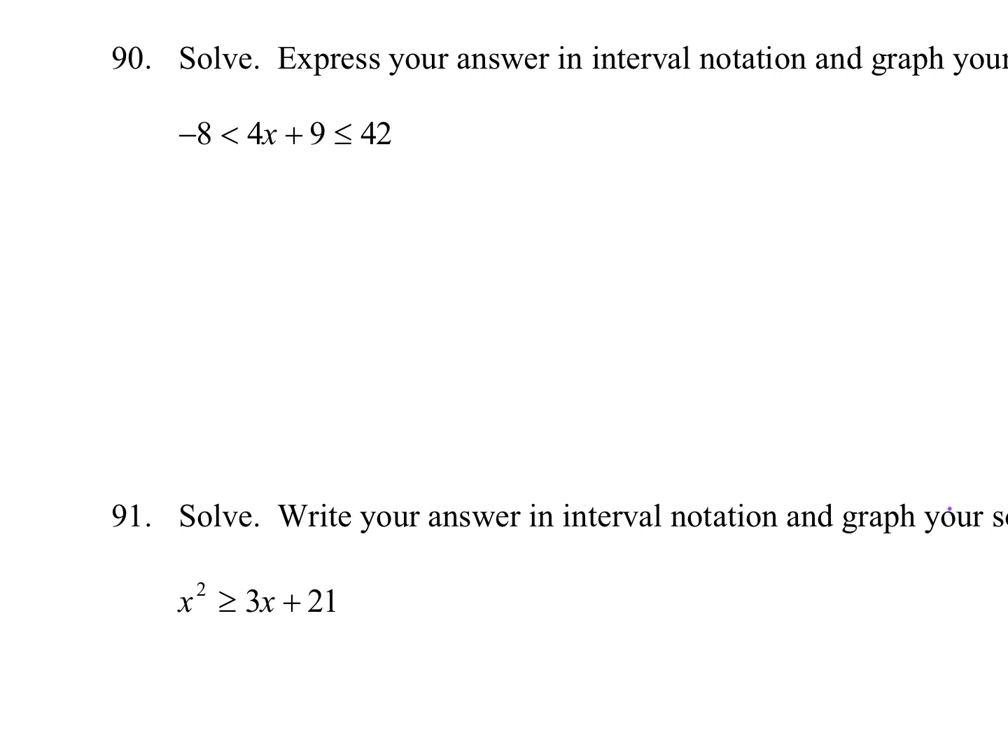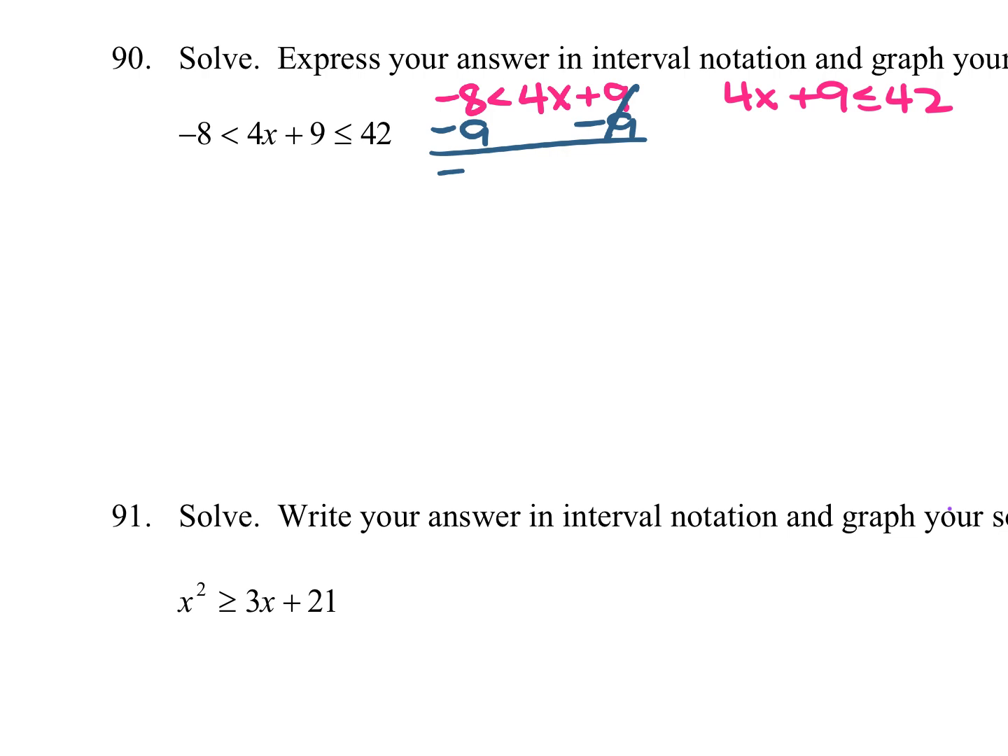For number 90, we have negative 8 is less than 4x plus 9, which is less than or equal to 42. We're going to start this one from the very beginning by separating it, so that way we have negative 8 is less than 4x plus 9, as well as 4x plus 9 is less than or equal to 42. For the negative 8 is less than 4x plus 9, I'm going to move the 9 over first. That's going to give us negative 17 is less than 4x. Then divide each side by the 4. So negative 17 over 4 is less than x. We rearrange this to where x is first, so x is greater than negative 17 over 4.